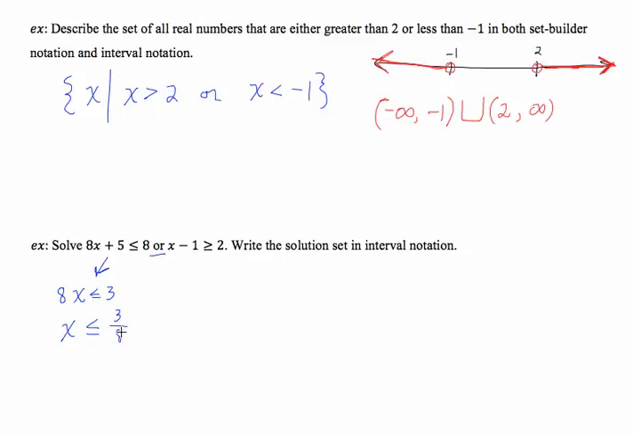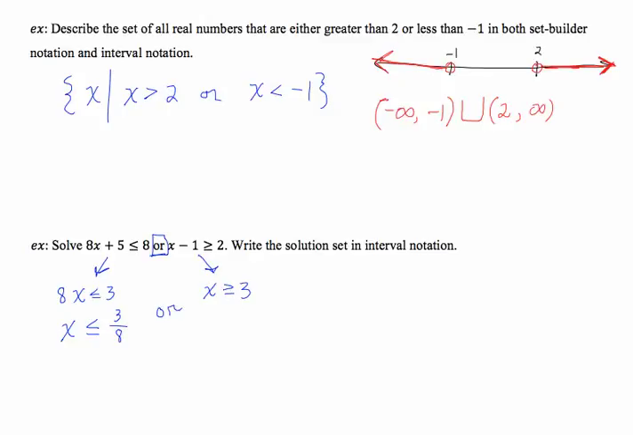So x is less than or equal to 3/8 on that one. And on this one, to solve for x, we just add 1 to both sides, so we get x is greater than or equal to 3. Okay, notice they're connected by an or. That's very important. So the set of numbers that solve either this inequality or this inequality is the set of x such that x is less than or equal to 3/8, or x is greater than or equal to 3.